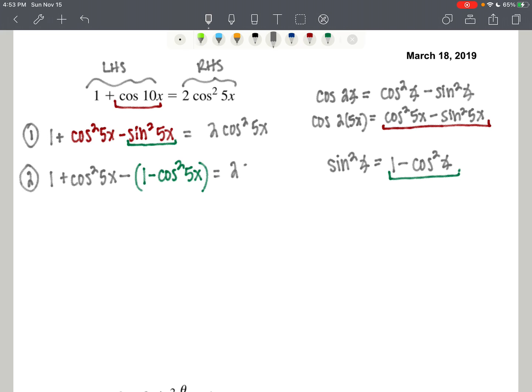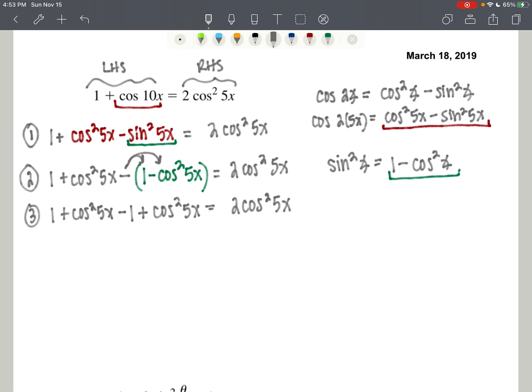And once again, I'm going to rewrite 2 cosine squared of 5x so that again, I know what it is that I need to get to. Step 3 is just going to be simplifying. So I'm going to distribute the negative sign, which will give me minus 1 plus cosine squared of 5x. Keeping in mind that the right-hand side is still 2 cosine squared of 5x.